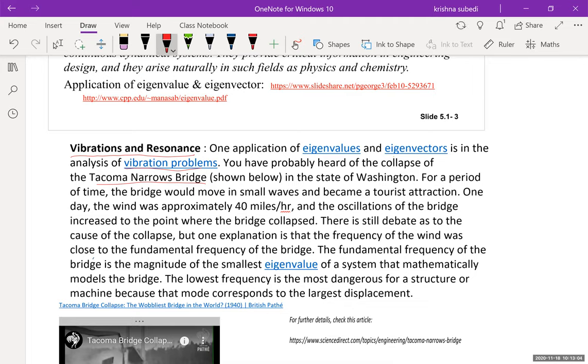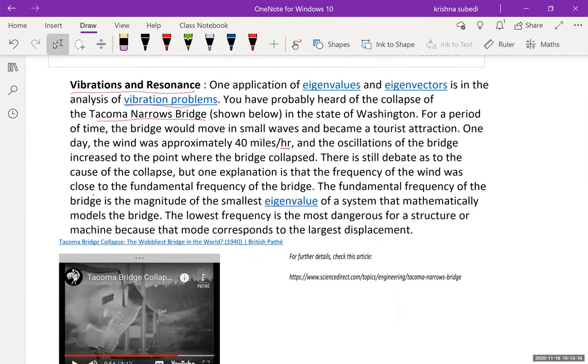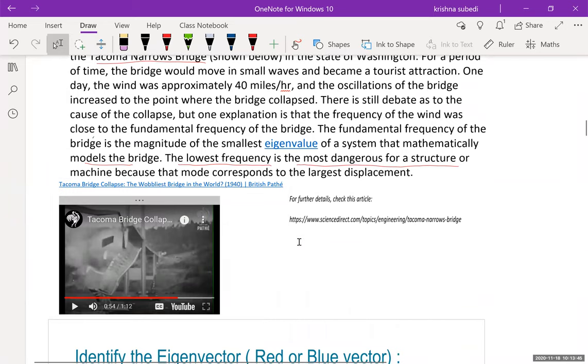One day the wind was approximately 40 miles per hour, and the oscillation of the bridge increased to the point where the bridge collapsed. There is still debate as to the cause of the collapse, but one explanation is that the frequency of the wind was close to the fundamental frequency of the bridge. The fundamental frequency of the bridge is the magnitude of the smallest eigenvalue of a system that mathematically models the bridge. The lowest frequency is the most dangerous for a structure or machine, because that mode corresponds to the largest displacement. Let us watch the moment when the Tacoma Bridge collapsed.